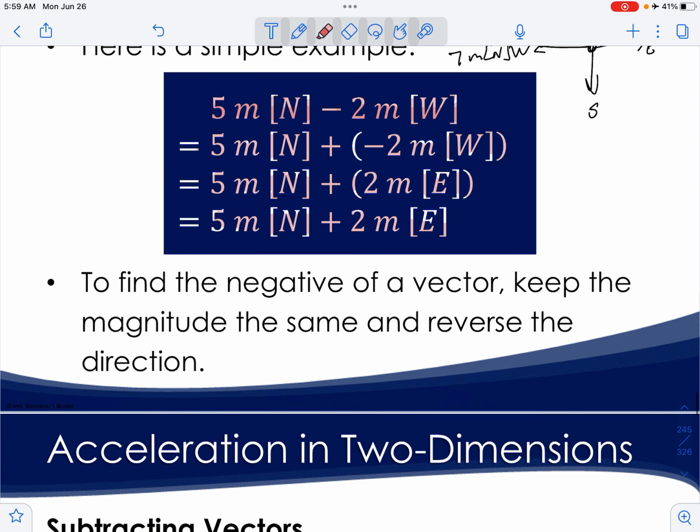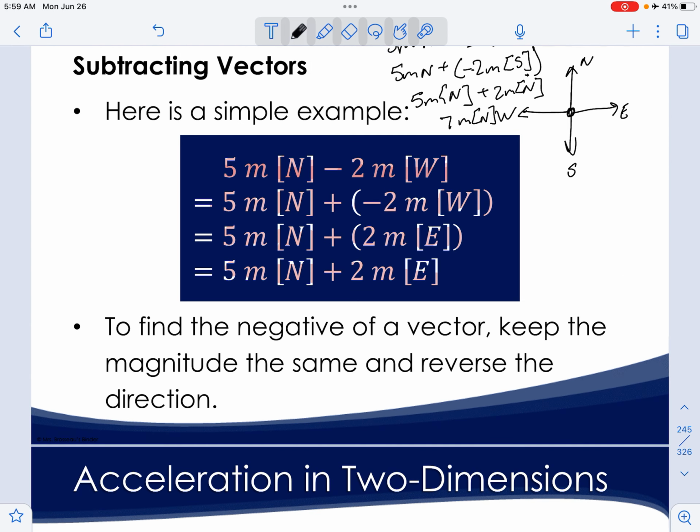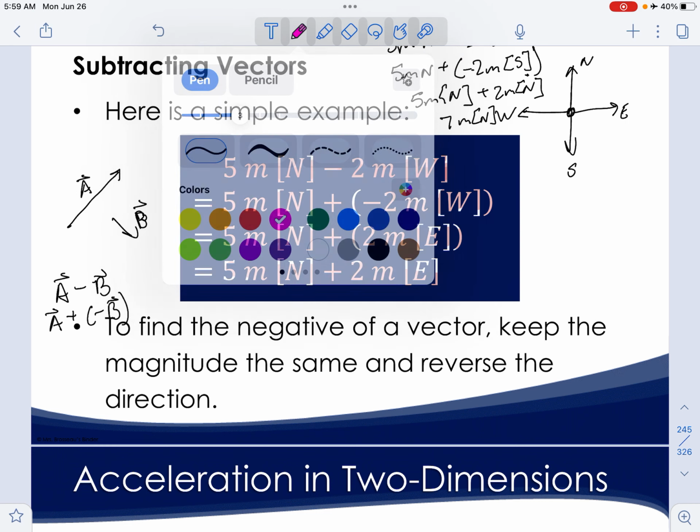To find the negative of a vector, keep the magnitude the same and reverse the direction. If we were to look at this in terms of vectors and we just drew them out, let's say this is vector A, and this is vector B. What would negative vector B be? If we said A minus B, that's going to be the same thing as A plus negative B, right?